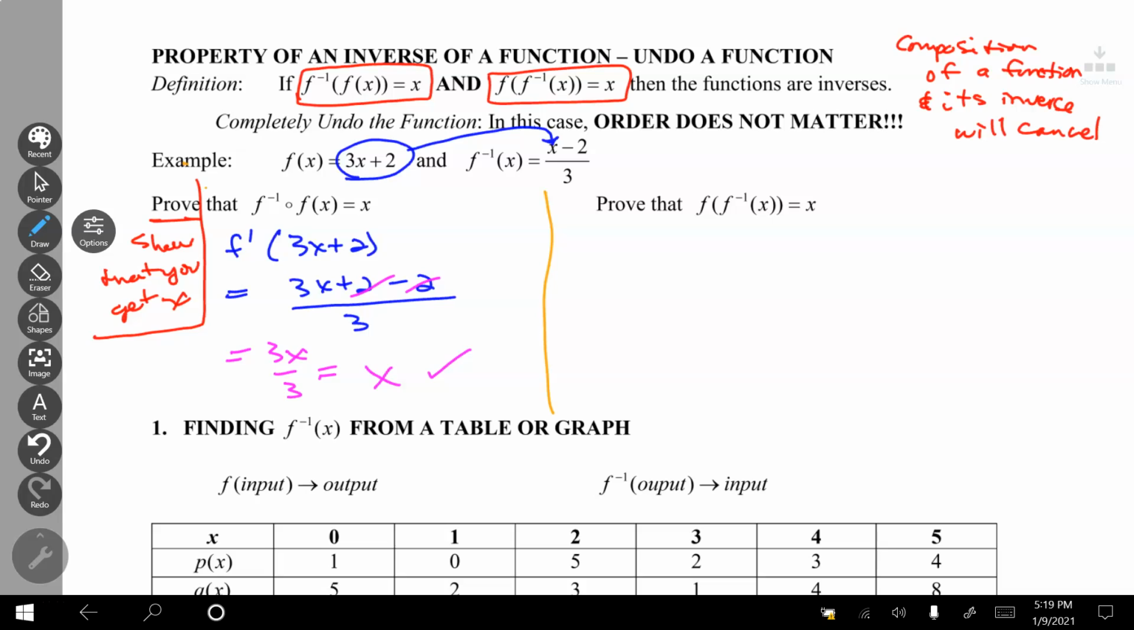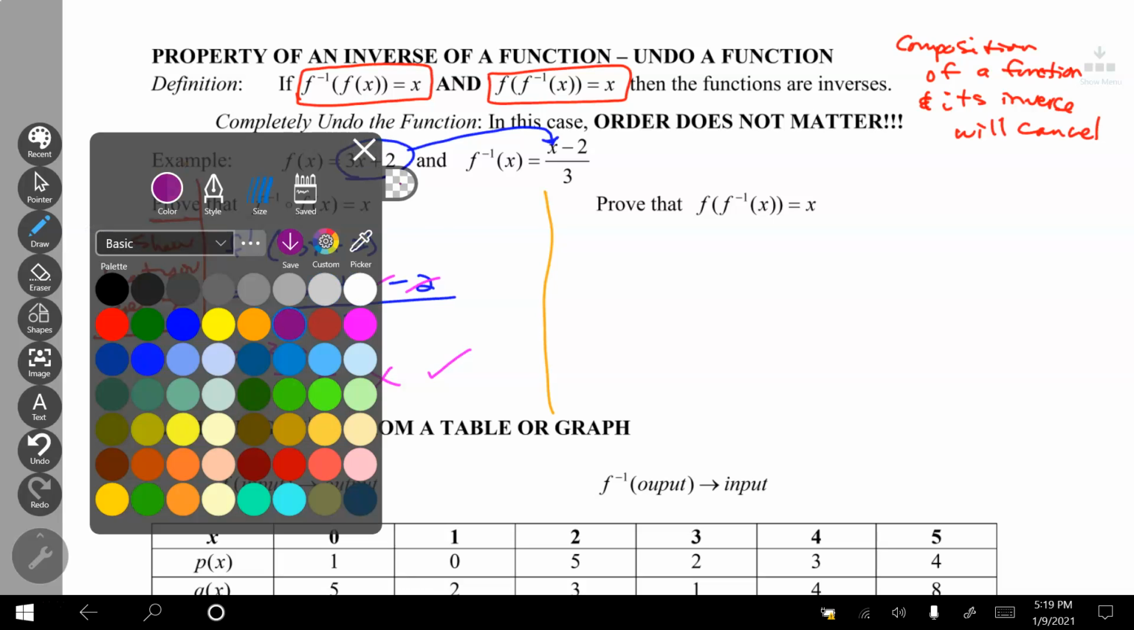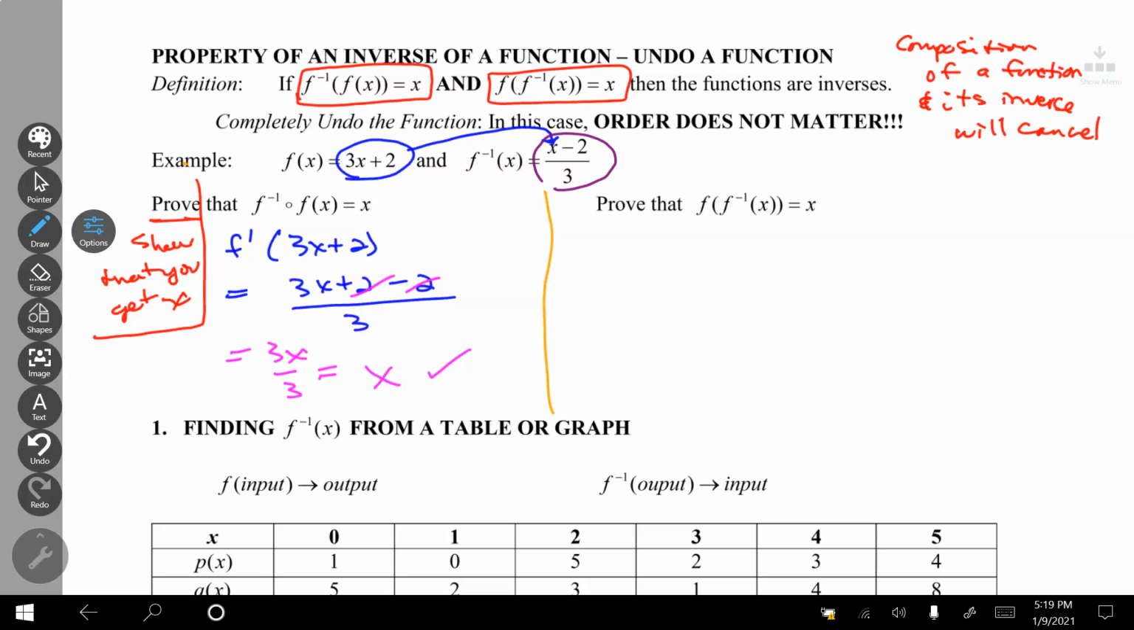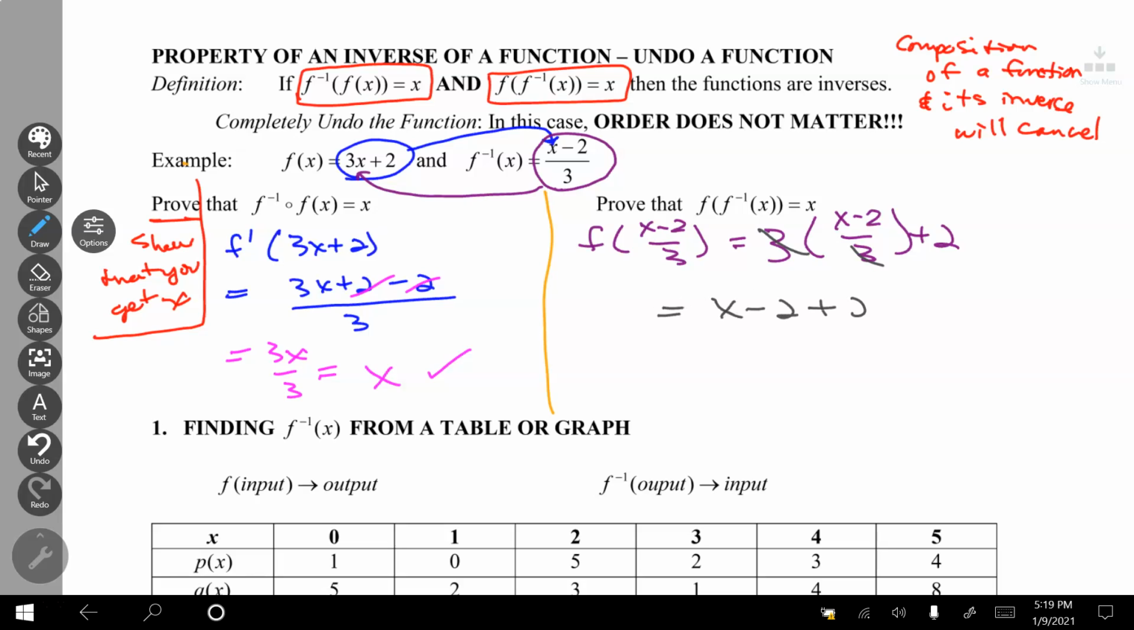Now for this example, we're going to do it the other way, where we're going to take the inverse function and put it in for this x. So this is going to be f of x minus 2 over 3, which is equal to 3, parentheses x minus 2 over 3 plus 2, we see that the 3's cancel. We get x minus 2 plus 2. We see the 2's cancel, and we get x. So this time we put the inverse into the original function, everything canceled, and we did get x. For me, when I ask for you to prove it, you have to do it one way or the other. You do not have to do both.